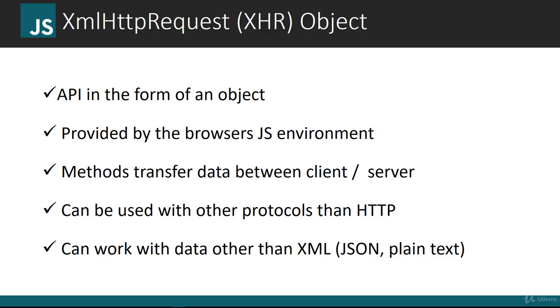All right, so as I mentioned, the XMLHttpRequest object, or the XHR object, is the core technology in Ajax. It's provided by the browser's JavaScript environment, so all browsers have this API. Its methods transfer data between client and server, or browser and server. It can also be used with other protocols other than HTTP, but HTTP is the most common. And like I said, it can work with data other than XML, even though it's called XMLHttpRequest. We mostly deal with JSON data, but we can also deal with plain text as well.